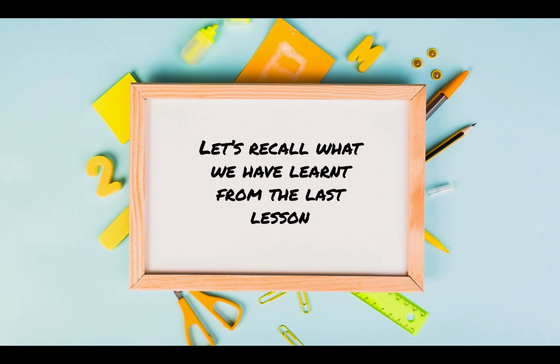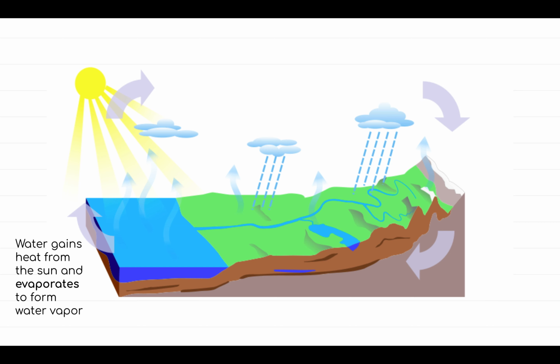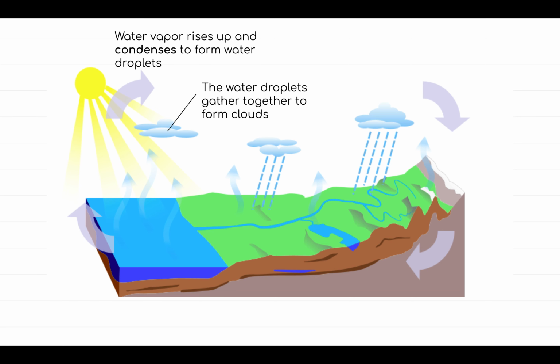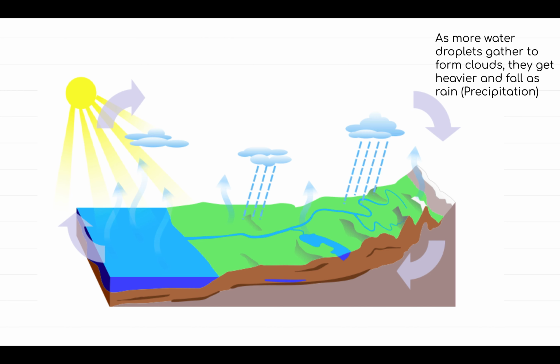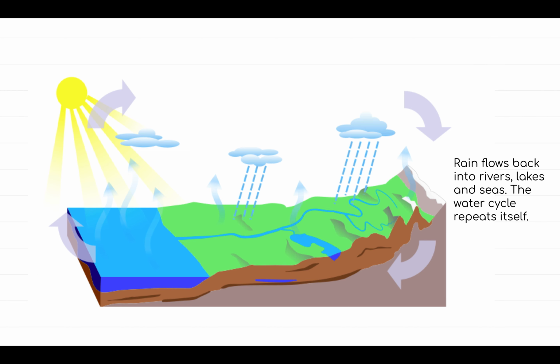Due to time constraint, I will not be using oral questioning to elicit responses during the recapping of concepts learned in the last lesson. So to recap on the water cycle, water gains heat from the sun and evaporates to form water vapor. Water vapor rises up and condenses to form water droplets, which then gather together to form clouds. As small water droplets gather to form clouds, they get heavier and fall as rain, which is a form of precipitation. Rain flows back into rivers, lakes, and seas, and the water cycle repeats itself.